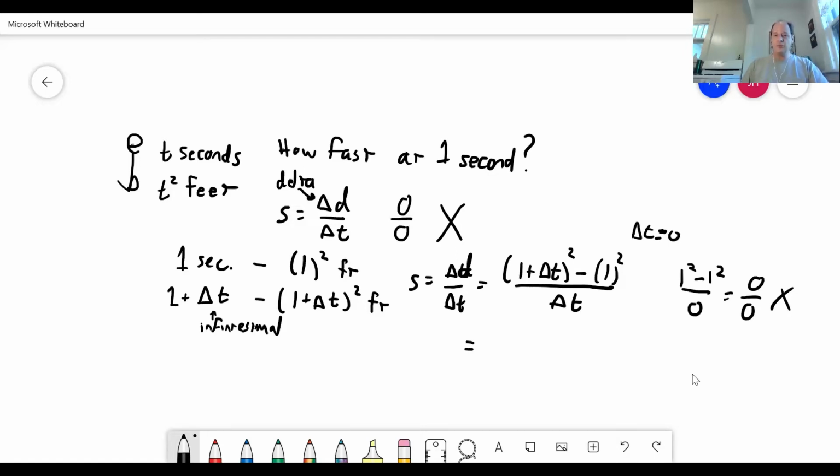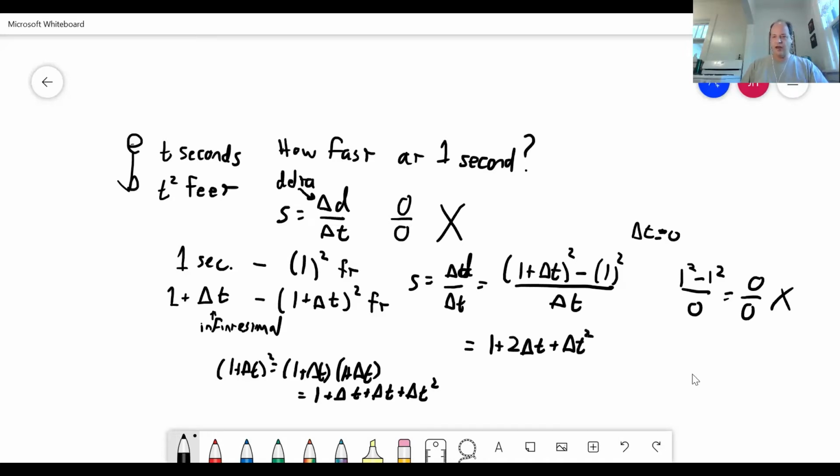But if we do some algebra first, so now we've got 1 plus delta t squared. Well, whenever we square something, that means we're multiplying it by itself. And if we go through FOIL, that's firsts, outers, inners, and lasts, that's going to get us, for 1 plus delta t squared, 1 plus 2 delta t plus delta t squared. And we subtract from it 1 squared, which is just 1 again, all over delta t. And the thing is this, these 1's in the top cancel. And we're left with 2 delta t plus delta t squared over delta t.